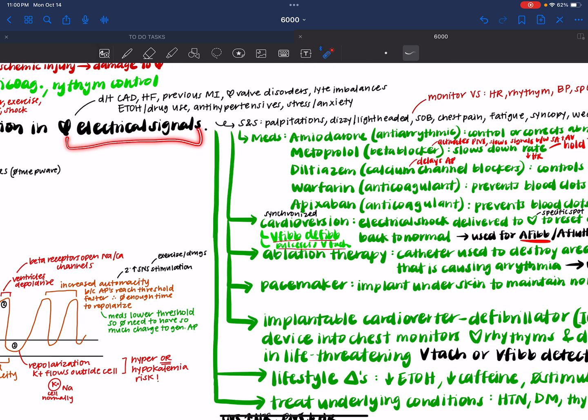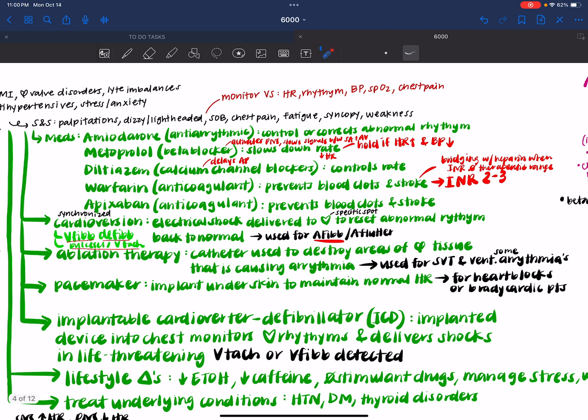Disruption of electrical signals is due to coronary artery disease, heart failure like we talked about earlier, previous MIs, a heart valve disorder, or an electrolyte imbalance, let's say potassium, it's going to mess it up. Alcohol, drug use, toxins, stimulants, CNS depressants, antihypertensives, stress and anxiety, obviously. You'll see signs and symptoms of palpitations, dizziness, lightheadedness.